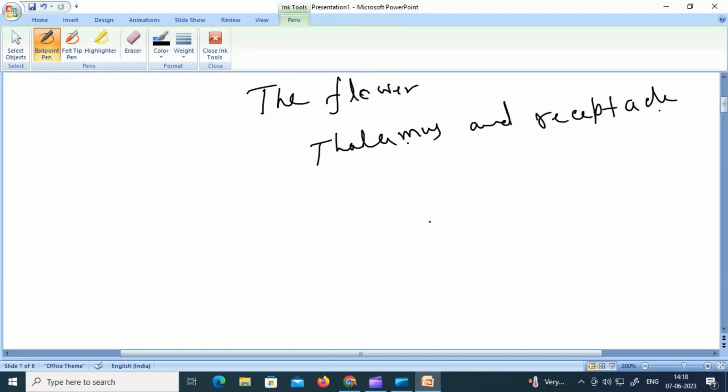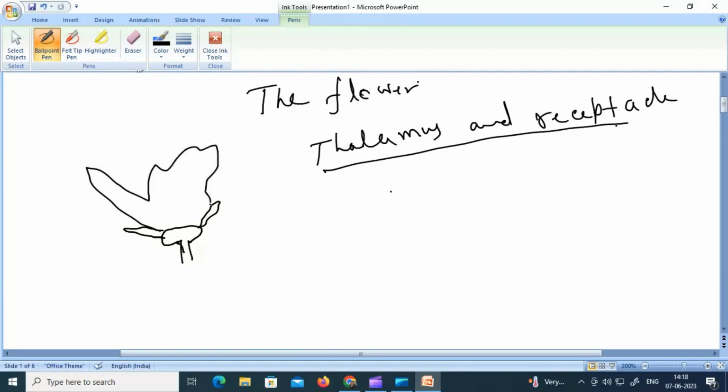That is given on page number 62 of the NCERT book. So, thalamus and receptacle. What is thalamus actually? See here, suppose this is the portion of the flower, and on this portion the sepals, petals and other parts, gynoecium and androecium, are fixed, or placed. So this portion will be called the thalamus, or receptacle.